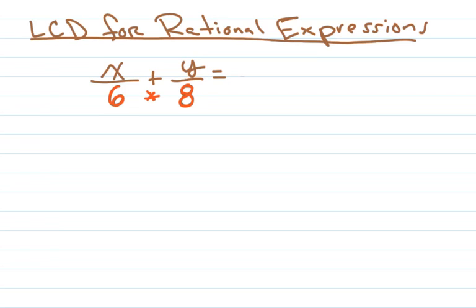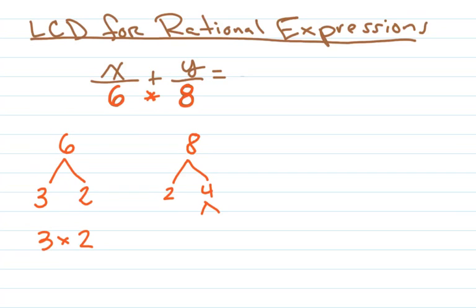these factor trees. Okay, so I have 6 and 8, and I want to break this up into their prime factorization. So I want to break 6 up into all prime numbers, and that's easy. It's just one step. 6 can get broken up into 3 times 2, and they're both prime numbers. 8, not as easy. You have to break it up into 4 and 2, and then that 4 breaks up into a 2 and a 2. So the prime factorization of 8 is 2 times 2 times 2.